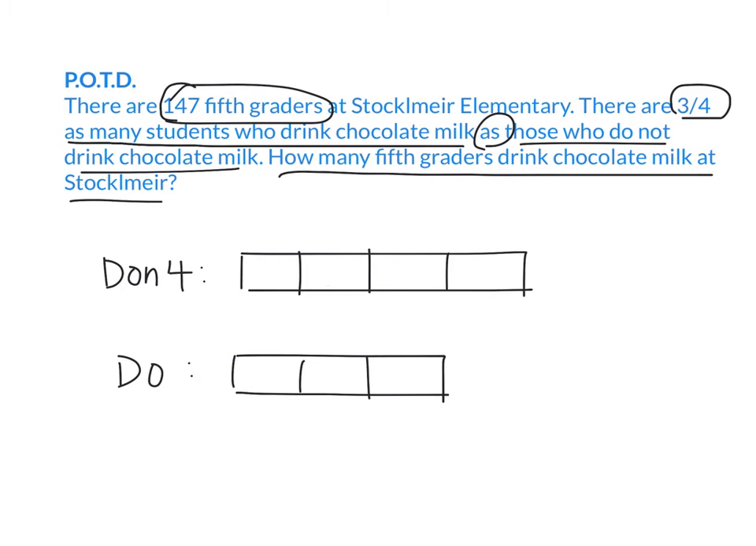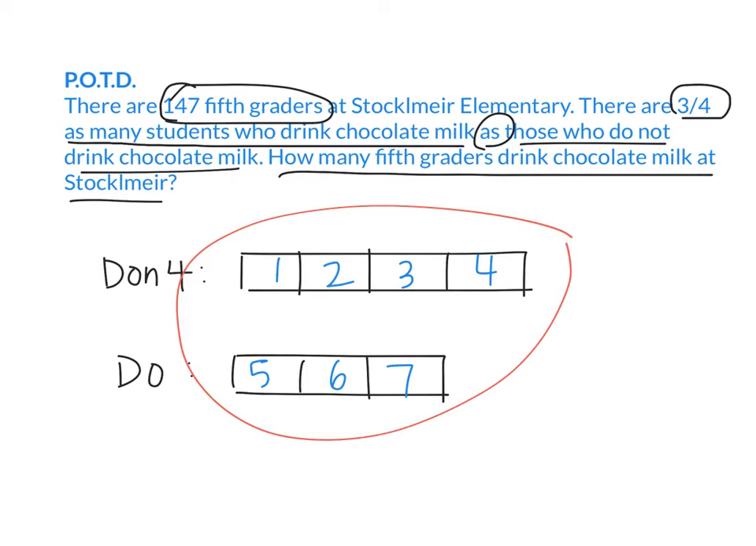By drawing this tape diagram, we can show that the piece of tape for the kids who do drink chocolate milk is 3/4 of the ones who don't. Then we have to figure out how many units we have all together. 1, 2, 3, 4, 5, 6, 7. Do you see how I have 7 same-size pieces? All of these kids are all the kids at Stockelmeyer, right? You either drink chocolate milk or you don't. Is there any in-between? No. So if I added those 2 pieces of tape together, that would be all the kids at Stockelmeyer.